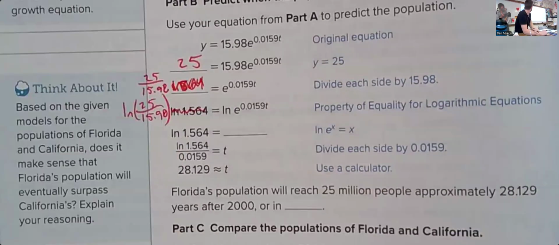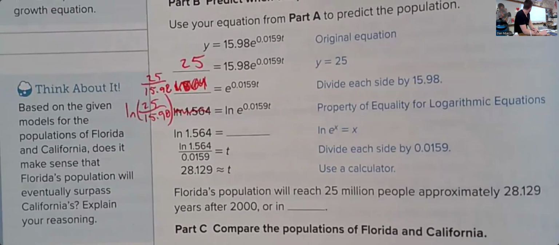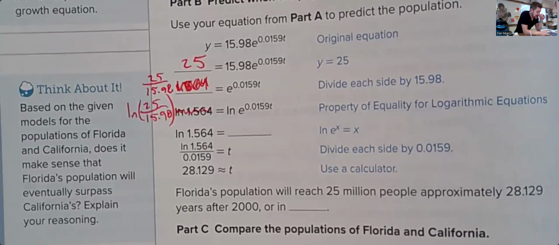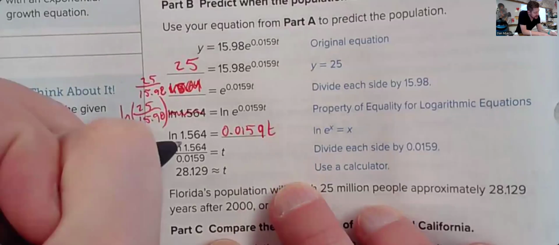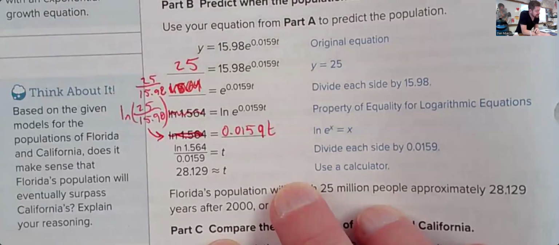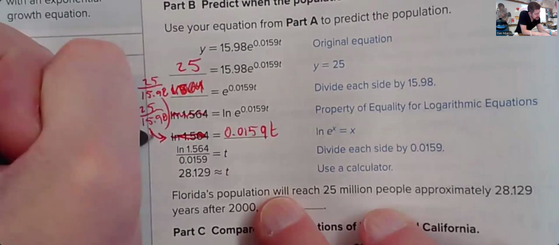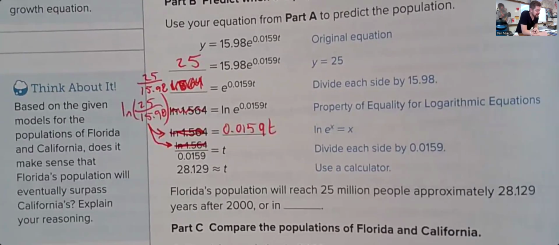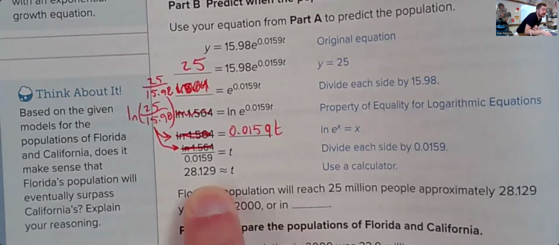I would much rather not estimate at the beginning of a problem. I don't know why they're suggesting that you do that. Would not recommend. So let's see. Apply the natural logarithm. That's all great. So we got 0.0159t right here. Again, we're going to use ln of 25 over 15.98 there. And on the numerator of our fraction, ln of 25 over 15.98, which means that our answer will be a little bit different in terms of the decimals here.